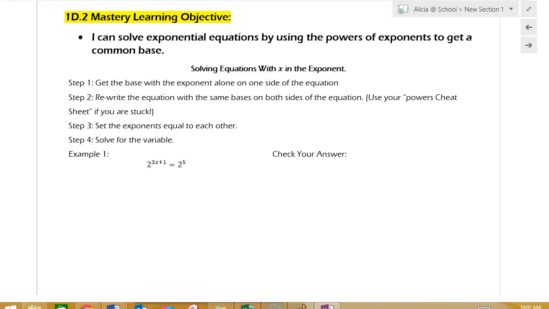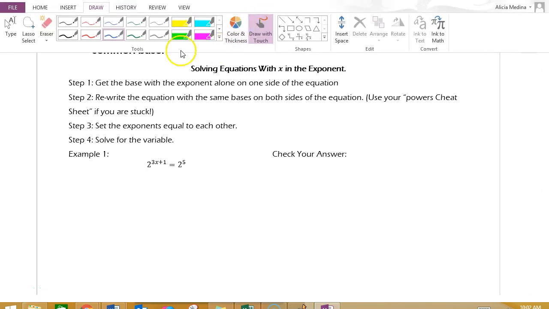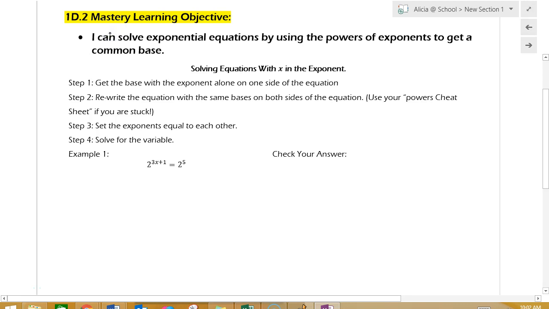Hey guys, in this video we're going to be covering target 1D.2, which is being able to solve exponential equations by using the powers of exponents to get a common base. All these problems can be solved following these couple steps, steps 1 through 4 right there.